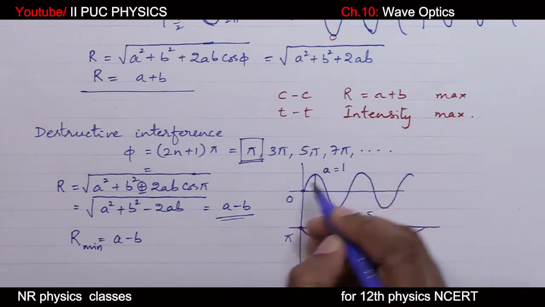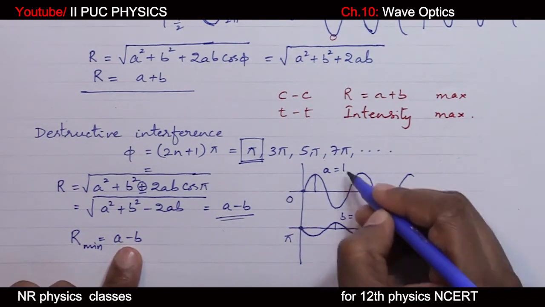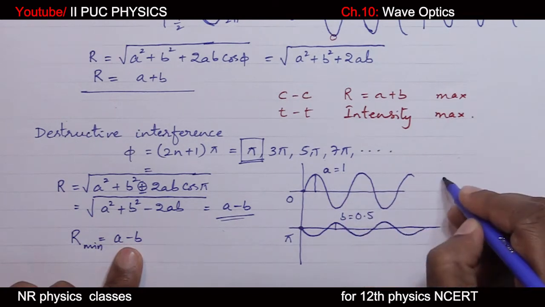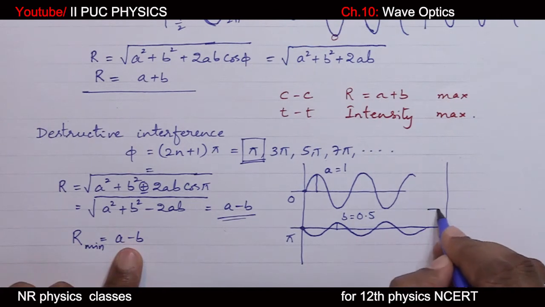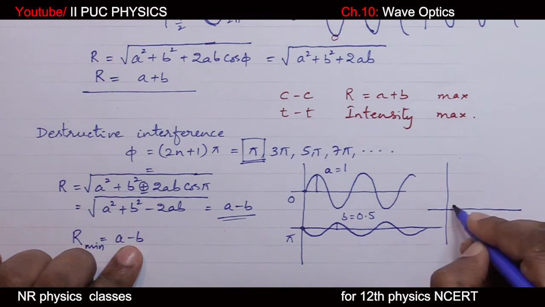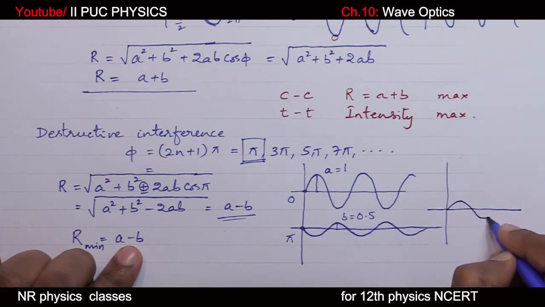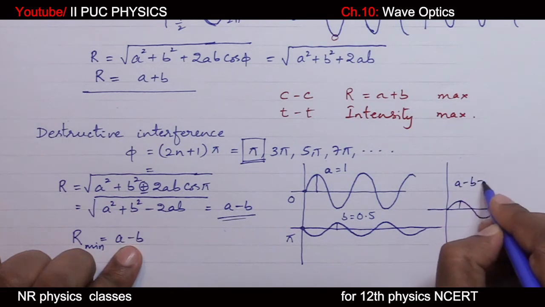Now, A is 1 centimeter, B is 0.5, 1 minus 0.5 is 0.5. When these two waves superpose, what we get is the resultant, and resultant 1 minus 0.5 is 0.5. Resultant should have 0.5 centimeter, like this. So this is A minus B equal to 0.5.